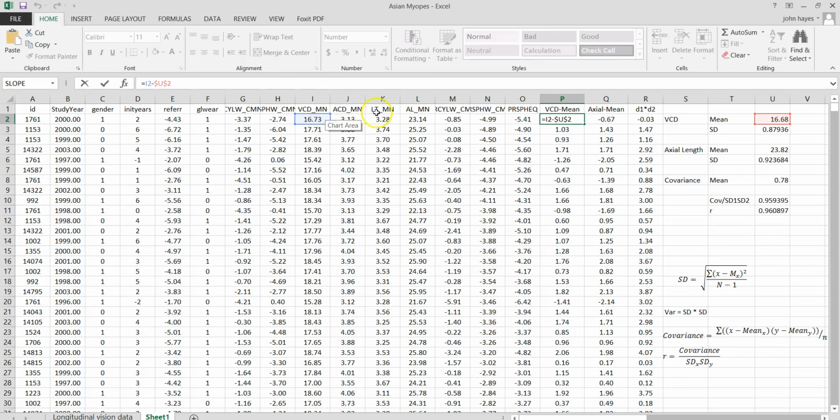which is the value x, this minus this fixed value. So for each of these cells, we're going to take the vitreous chamber depth observation and subtract it from the mean vitreous chamber depth. That's our x minus mean of x. And we're going to do the same thing with mean axial length.